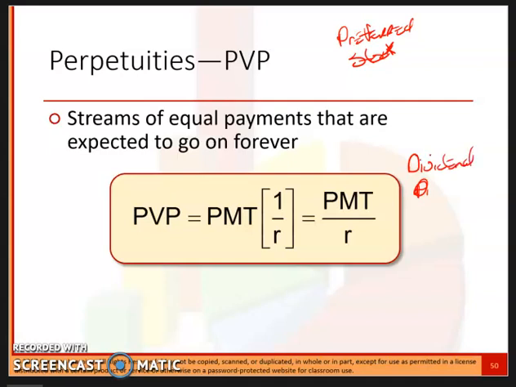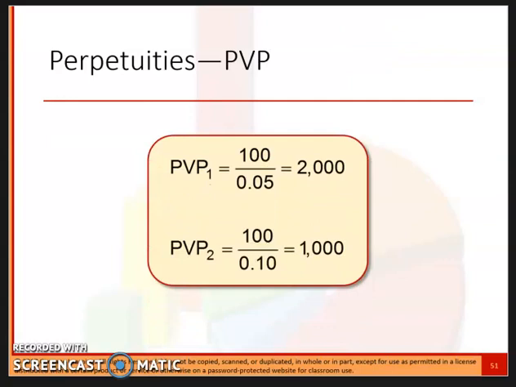Okay. I believe there are a couple of examples with preferred stock in your homework. You may even have to calculate the dividend, but it's the dividend divided by the required rate of return. For example, in the first one here, we've got a $100 dividend and a 5% required rate of return. So that present value is $2,000. In the second example, we double our required rate of return, which not surprisingly cuts the present value of our perpetuity in half.